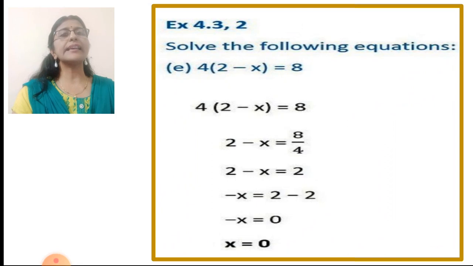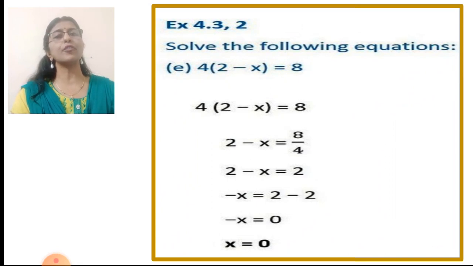Now the next question is from question number 2 of exercise 4.3 only. 4 in bracket 2 minus x is equal to 8. Here again we are going to solve this equation by the transpose method. So first we will remove the bracket, and 4 is multiplied. To remove the 4 and the bracket, first we will have to divide. So it will be 2 minus x divided by 4. 4 will be cut, so you will get only 2 minus x on the left hand side of the equation.